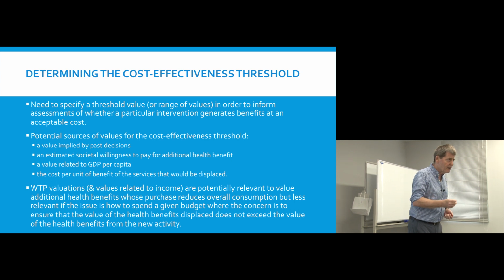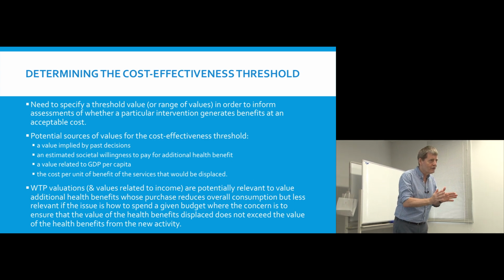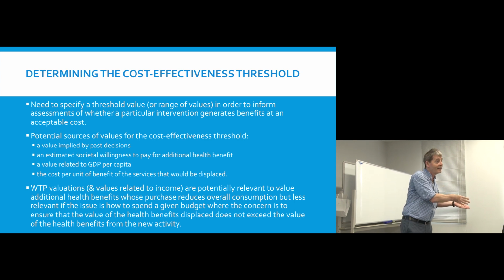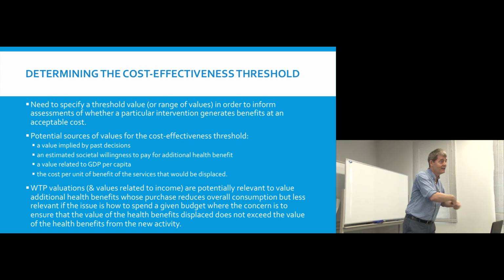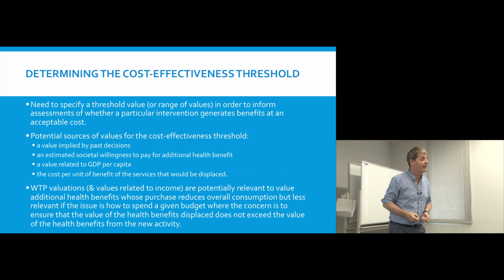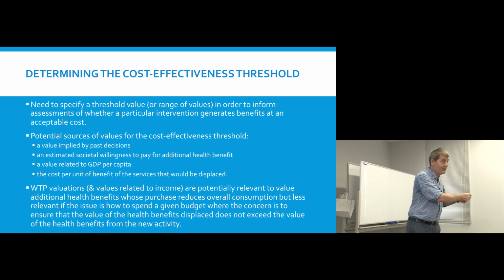The principle being this, that we don't want to give up activities that have a lower cost per unit of benefit than the new activity. Because if we adopt the new activity and, to pay for it, we give up something that had a lower cost per unit of benefit, we're making ourselves worse off. Our fixed budget is going to produce less benefit.